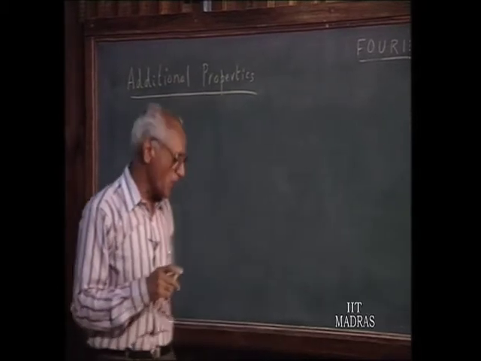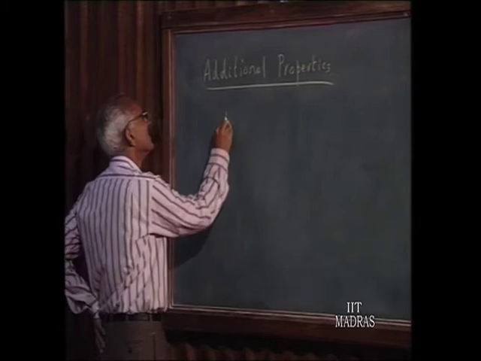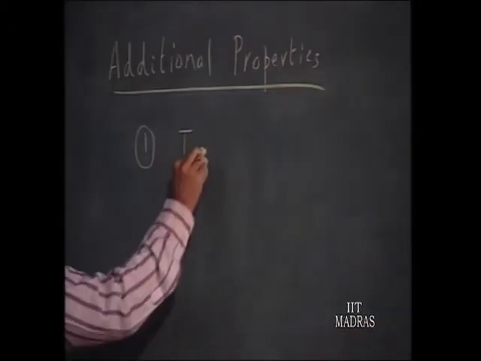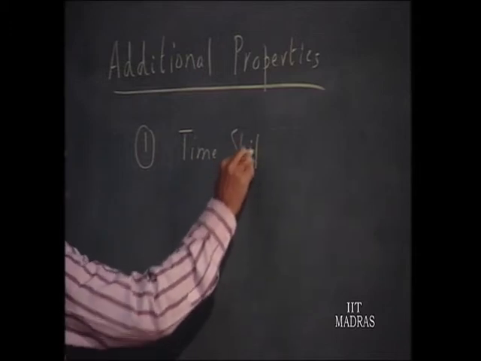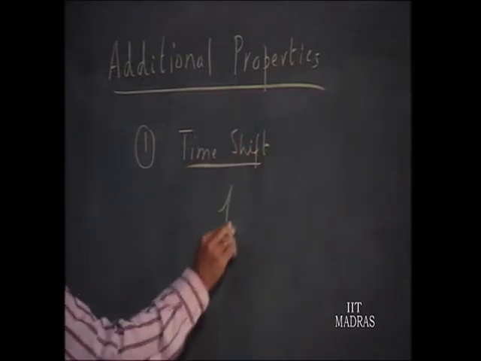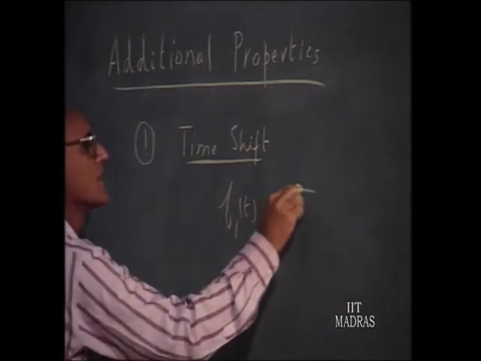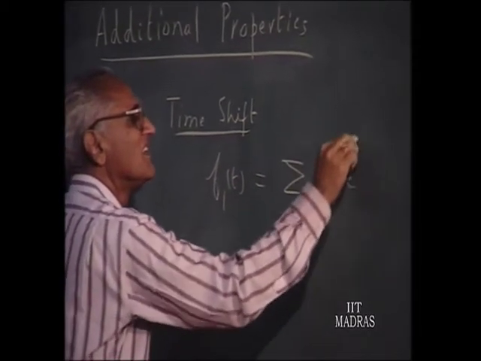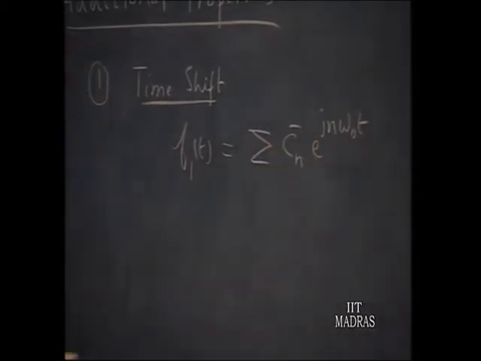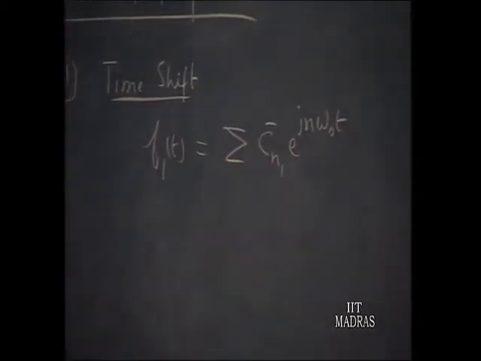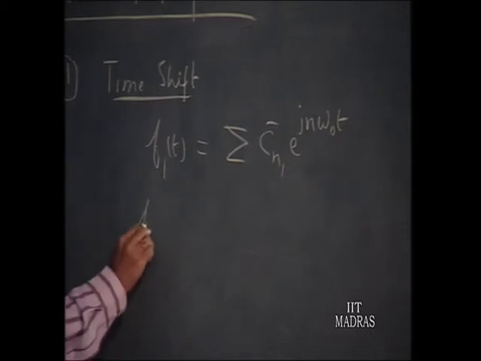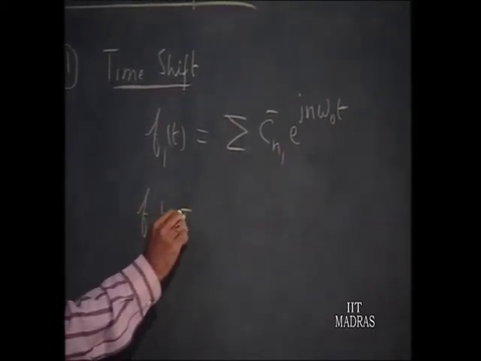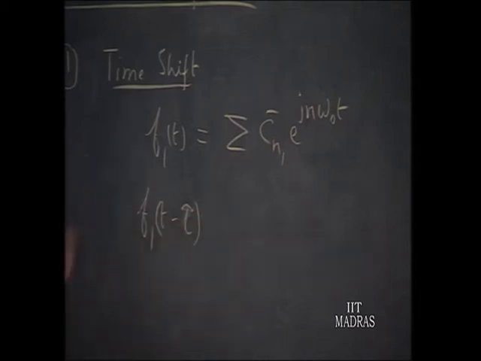We just discussed two additional properties of the Fourier series. Suppose we have a function f1 of t and its Fourier series is this, with cn1 as the coefficients. Now, if this function is shifted in time, translated in time by a certain amount, let us say f1 of t minus tau, it is the same function, but the origin is shifted. It is delayed by an amount equal to tau seconds.